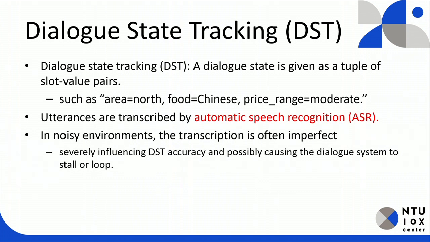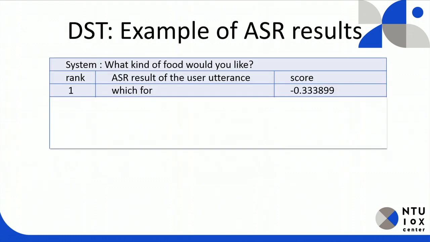And the poor transcription, of course, leads to very bad dialogue state tracking results. This is a real example. When the system said, "What kind of food do you want?" the user has some response, then the output of the ASR is "which for." Can you guess what the user wants to say? I believe no one can guess what the user wants to say. So if a human cannot get the result, a machine cannot get the result either.